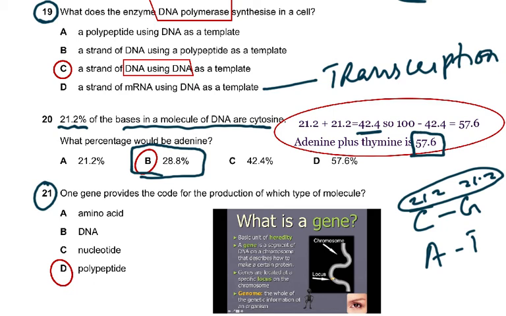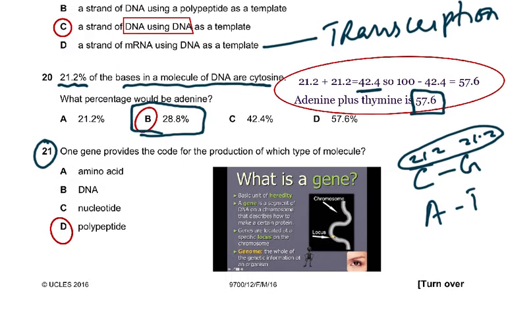One gene provides a code for the production of which type of molecule? Actually, everybody knows that one gene provides a code for the production of one type of polypeptide. So, the basic unit of heredity, a gene is a segment of DNA on a chromosome that describes how to make a certain protein. Genes are located at a specific locus on the chromosome, and the genome is the whole of the genetic information of an organism.